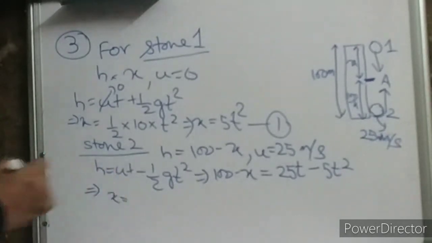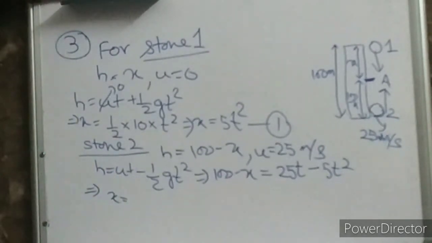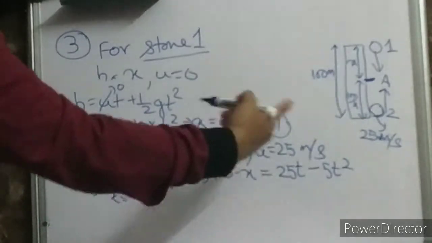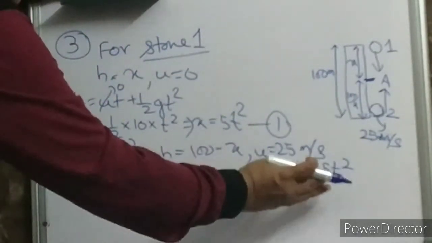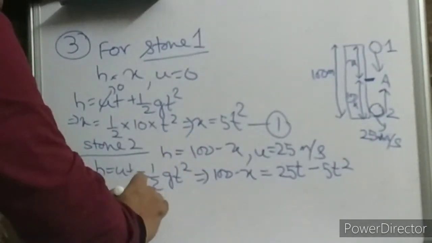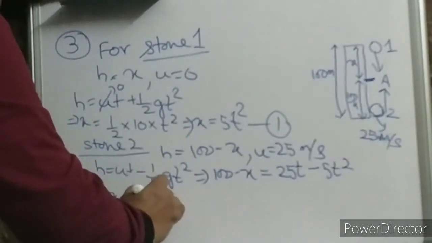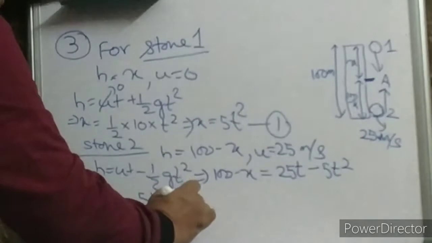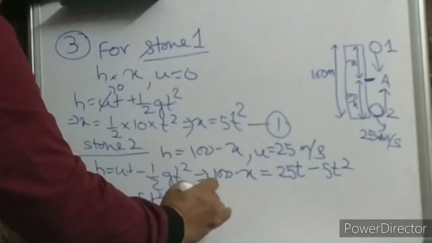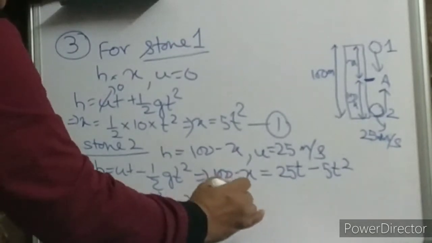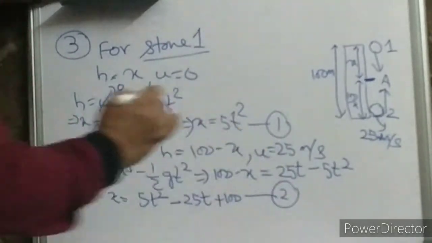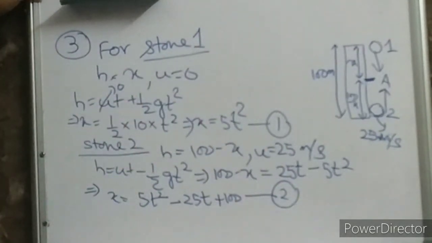X is equal to how much? Take the x to that side, so x will be positive. So x is equal to, this thing will come to this side, so 5t square minus 25t plus 100. Is it clear? So this is your second equation.